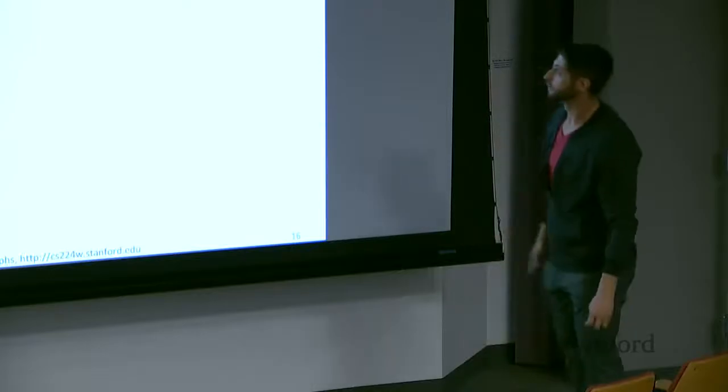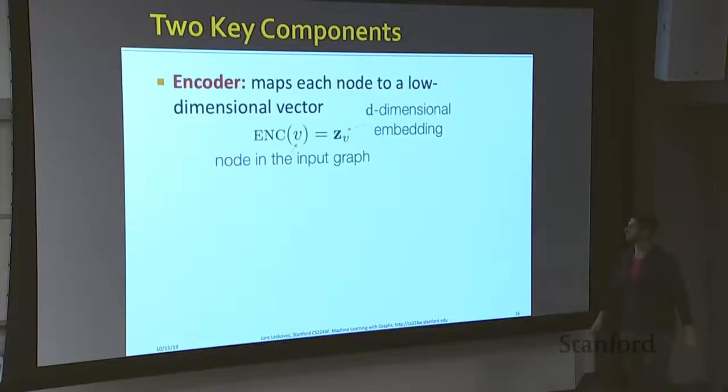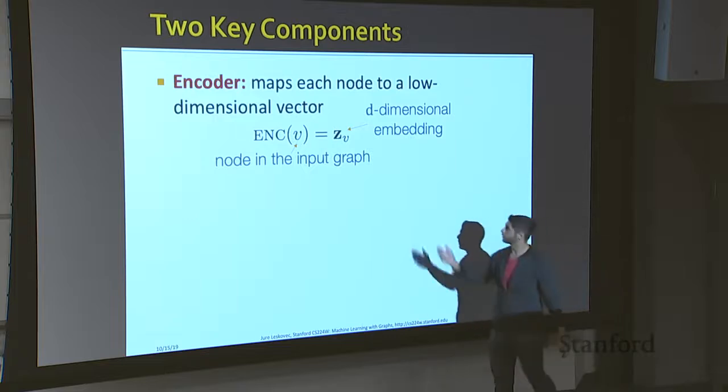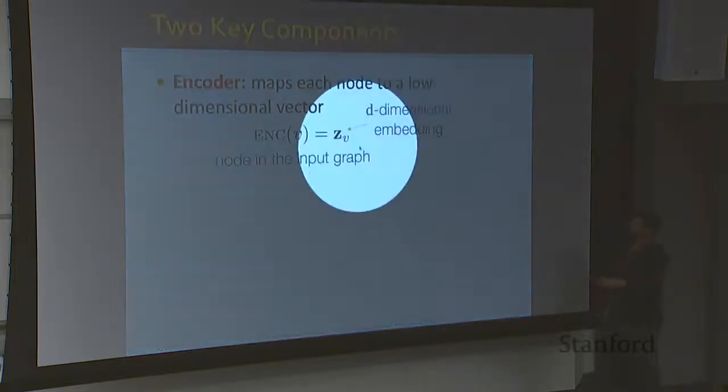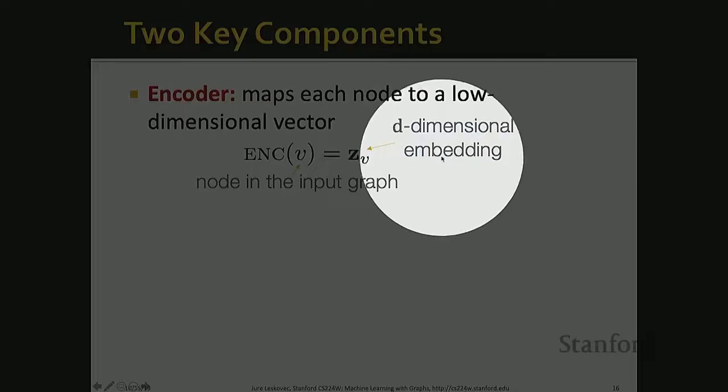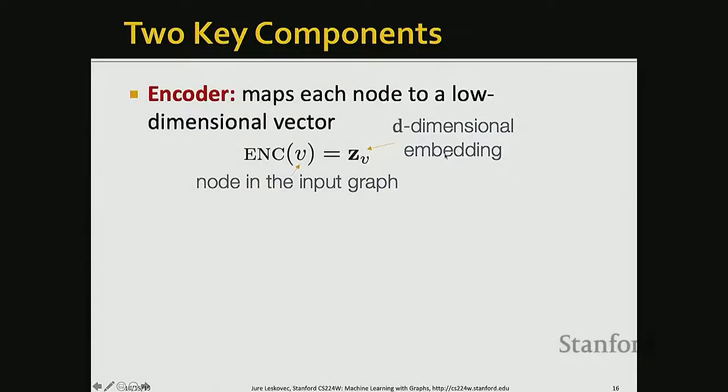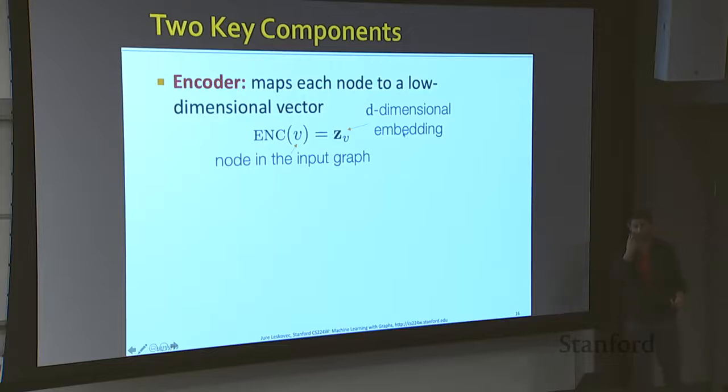Okay, let's move forward. So these are our key components. We just said it, we need our encoder. As I was mentioning before, we're going to be working with a d-dimensional embedding, and the number of dimensions is usually a hyperparameter that is up to the person who's training the model.